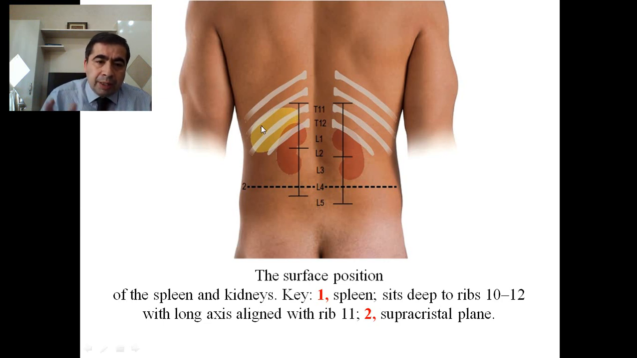the yellow one at the left side. It sits deep to ribs 10 to 12, with its long axis aligned with the 11th rib. And the second is the supracristal plane by the iliac crest. This plane must be provided.